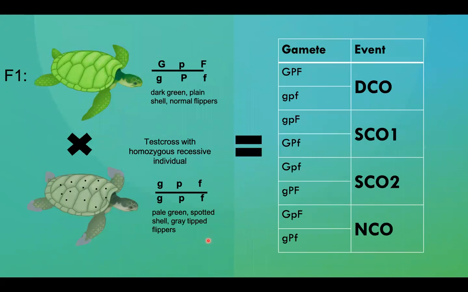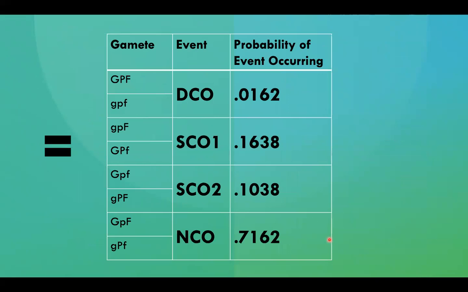So this test cross gives us 8 different gamete types. I have grouped the gamete types with what event would cause them to occur. So these two would take place in a double crossover event. These two could take place in a single crossover event in the R1 region. These two could take place in a single crossover event in the R2 region, and these two would take place when no crossover event occurs, so these are the parental type gametes. So in this column, I've calculated the probability of each event occurring.